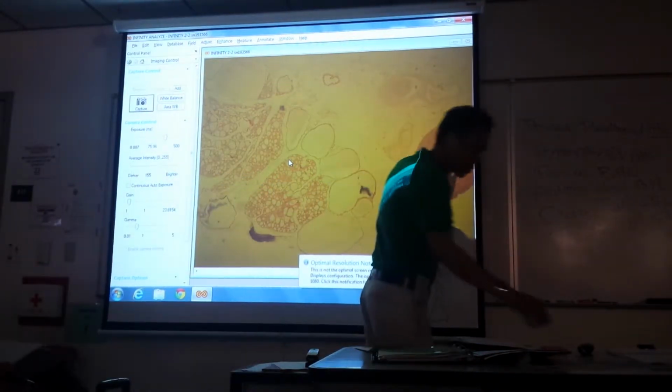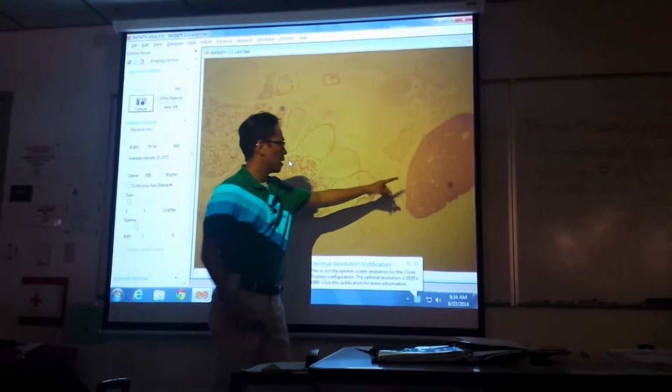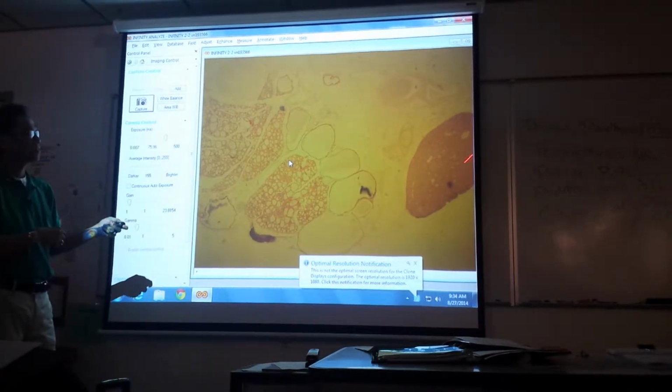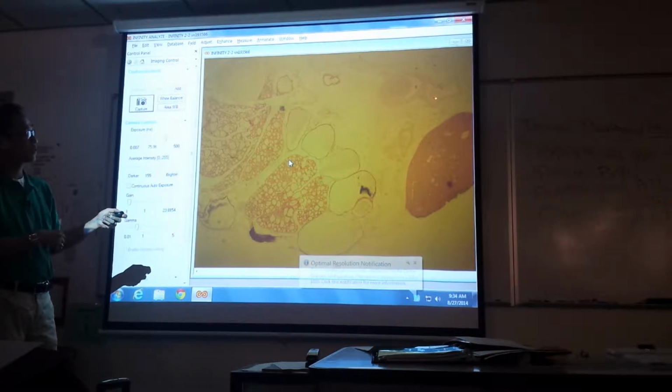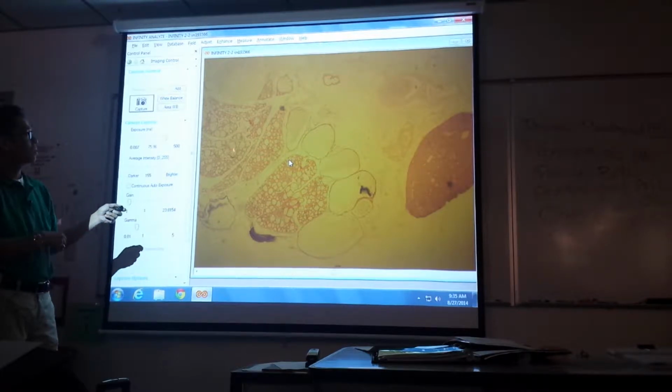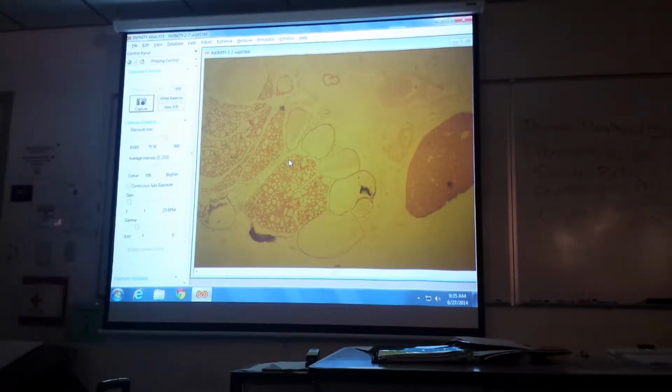See this splotch here? Is this the thyroid or the parathyroid? Parathyroid. That's the parathyroid. You got a lot of blood vessels here. But these are very large follicles, and these are smaller follicles. Okay. Take a picture of that. Let me get my mouse ready.